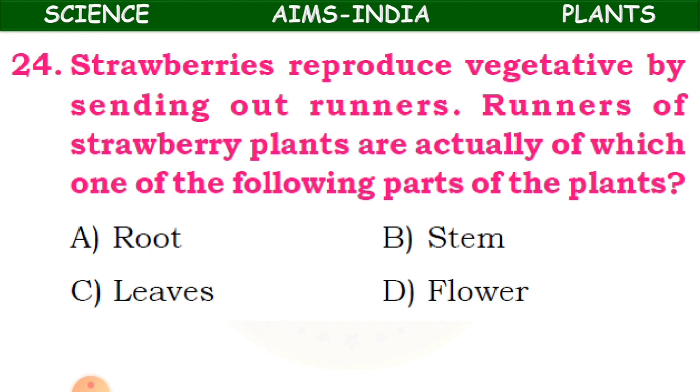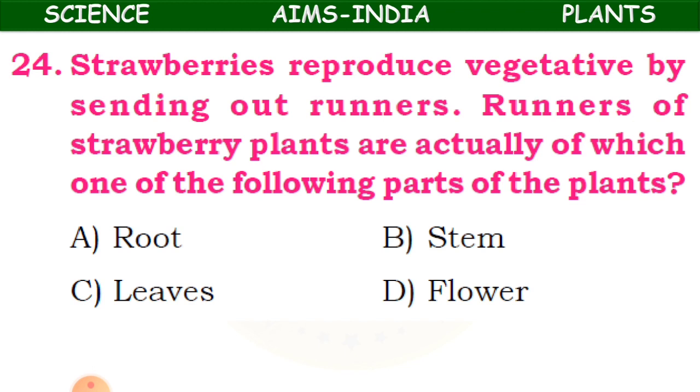Strawberries reproduce vegetatively by sending out runners. Runners of strawberry plants are actually of which one of the following parts of the plants? So what we learned is that strawberry, such type of plants, will have reproduction through runners. Okay, what are these runners? Which part is called runners here?